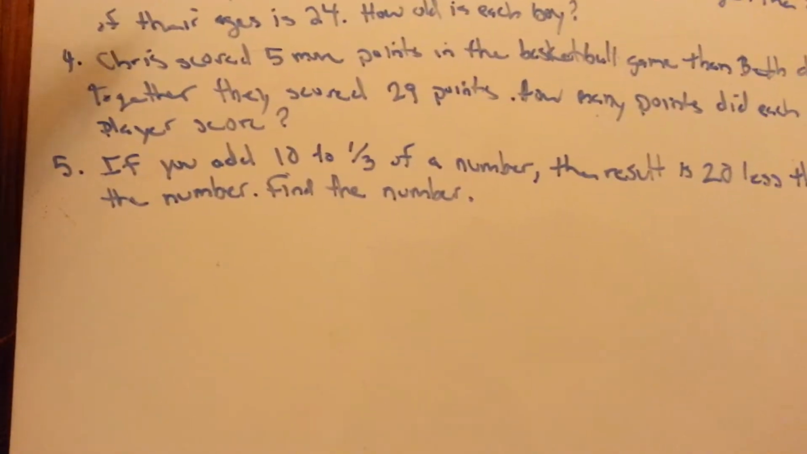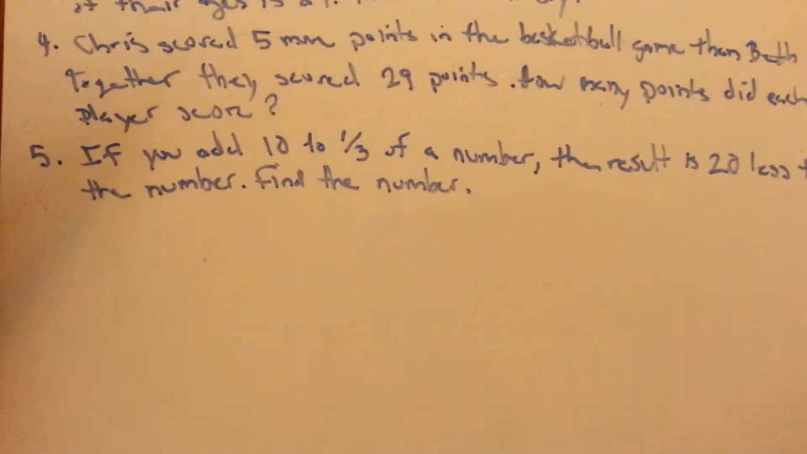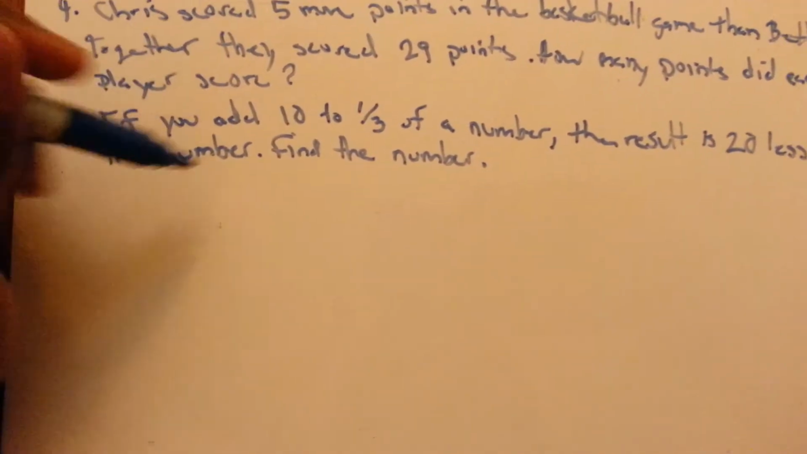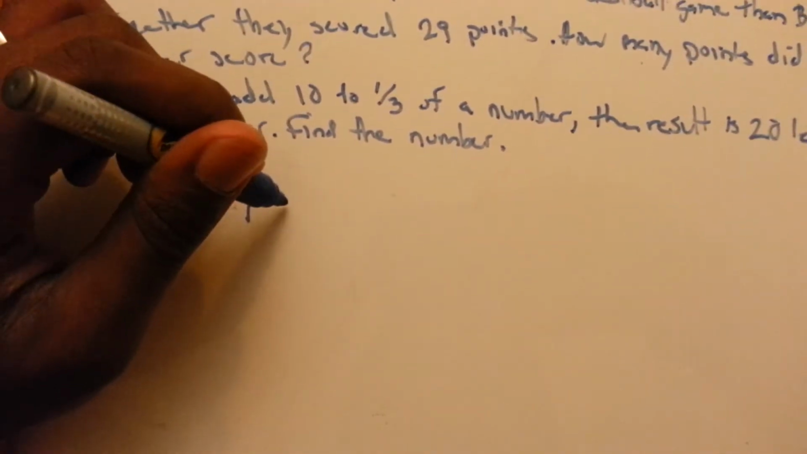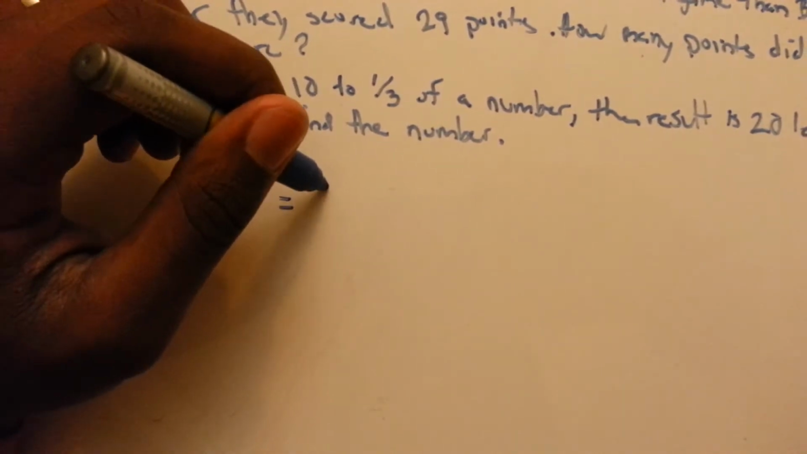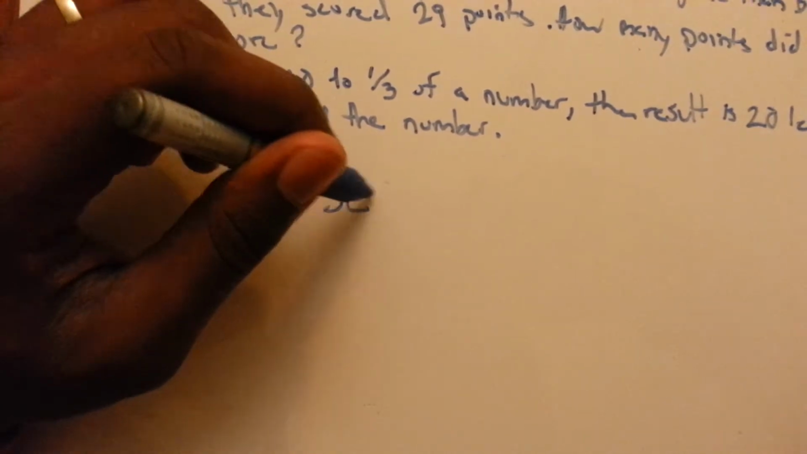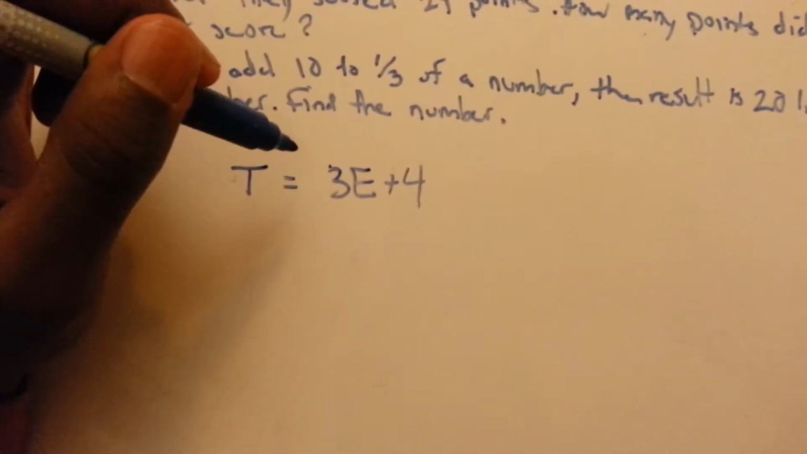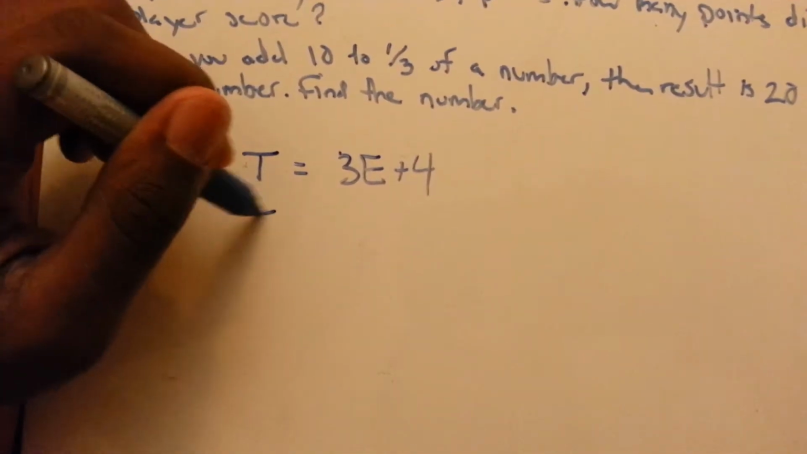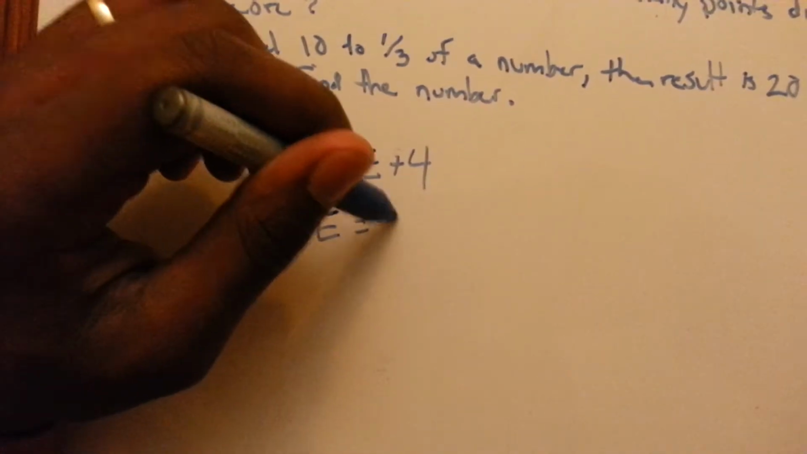Let's see. Tom is 4 years older than 3 times his brother Ed's age. The sum of their ages is 24. How old is each boy? So Tom equals 3 times his brother Ed's age plus 4, so 3e plus 4. And then we also know that Tom plus Ed equals 24.